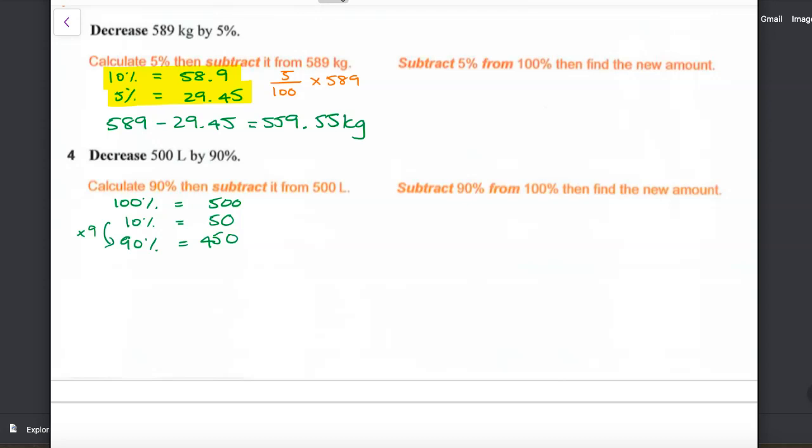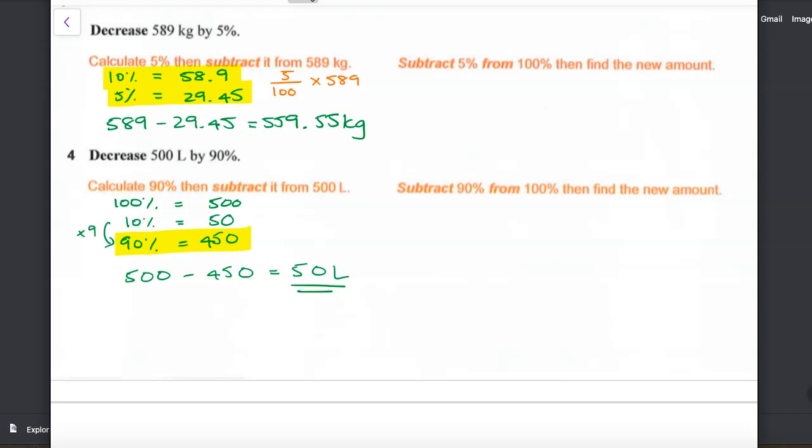Now I want to decrease it by 90%. So this means I'm going to take the original amount, take away the 450, so I end up with 50 litres remaining. Because I've subtracted most of it. I've in fact subtracted 90%, leaving just 10%.